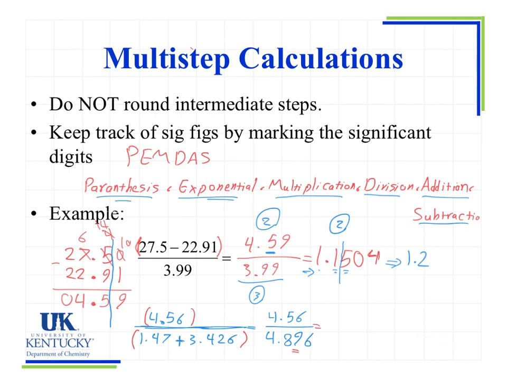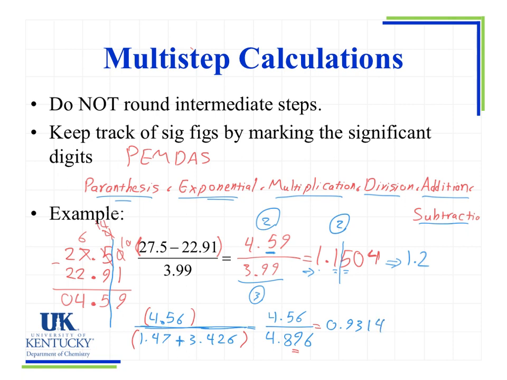Okay, so I have to do the division. You do not round it, you keep the whole number for the process. So 4.56 divided by 4.896, and the number is something with lots of digits in my calculator, but I only write 4 digits after the decimal place.